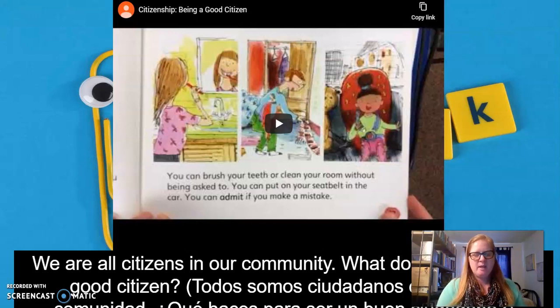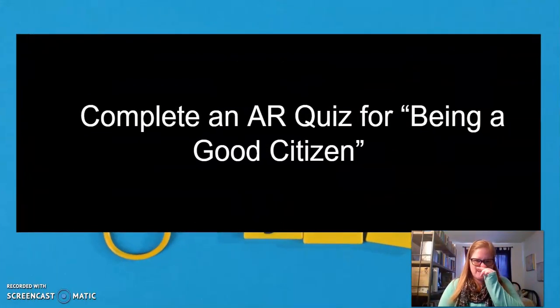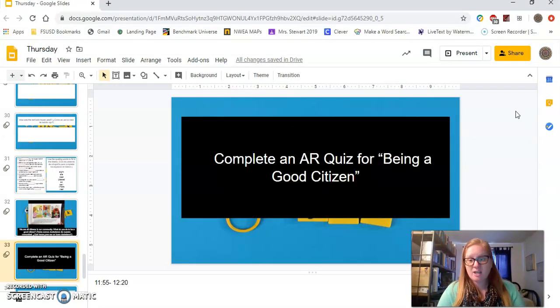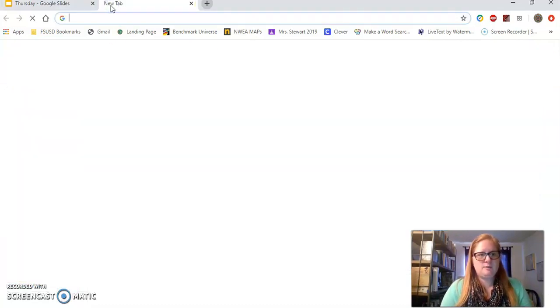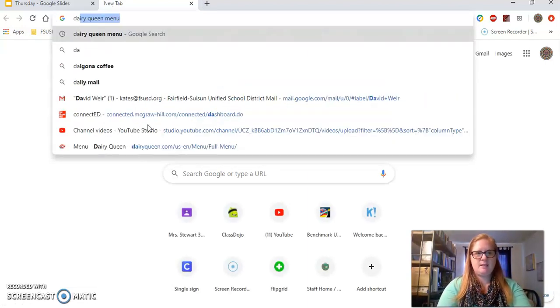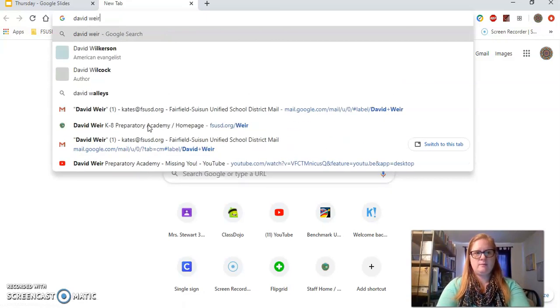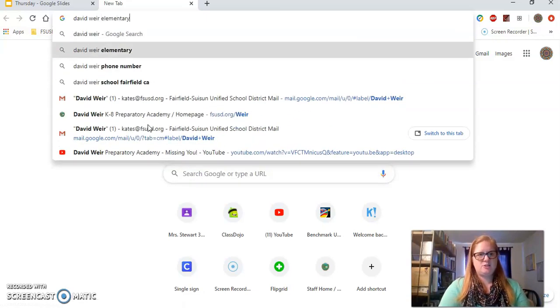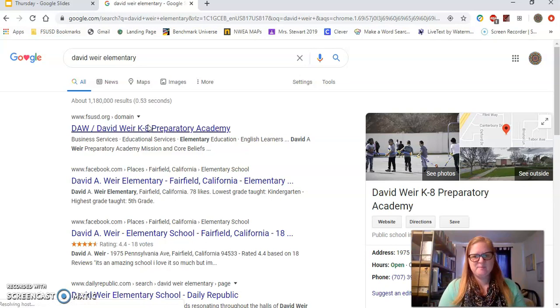It's pretty good. And then after that, you're actually going to go create or complete an AR quiz for Being a Good Citizen. So we haven't gone over this. If you forgot how to get to AR, totally understand. So this is how we do it. I'm going to open up a new tab. I'm just going to Google David Weir Elementary. Perfect.